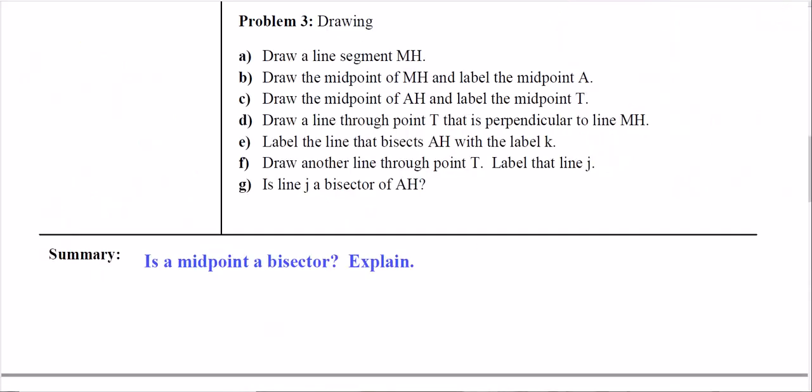So for problem 3, let's go ahead and draw a line segment MH. And we'll draw the midpoint at A. This cuts it in half. AH, there's a midpoint between that. We'll call that T. So we're spelling the word math, M-A-T-H. We're going to draw a line through point T that is perpendicular to line MH.